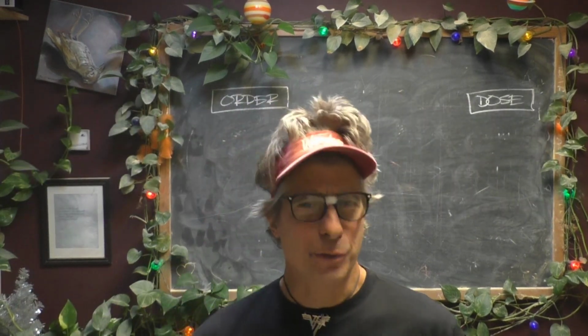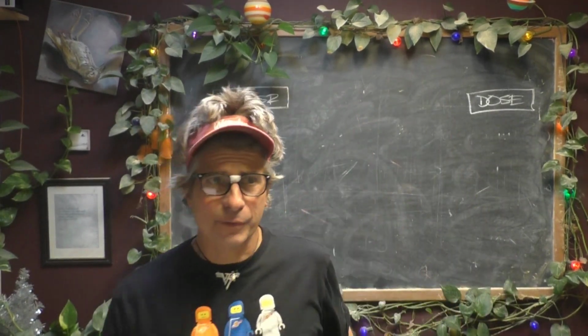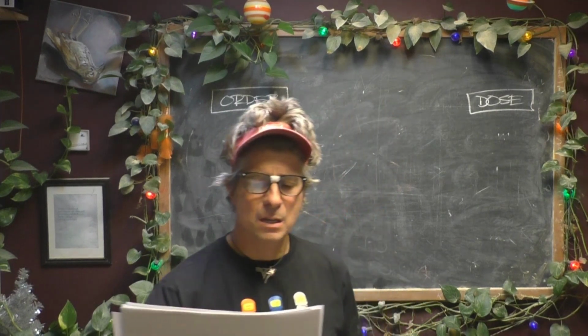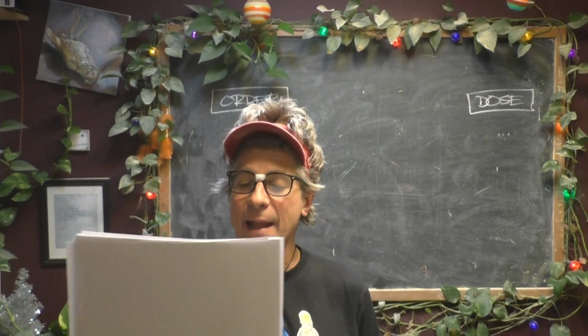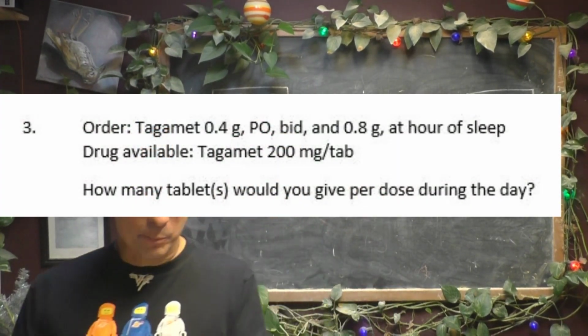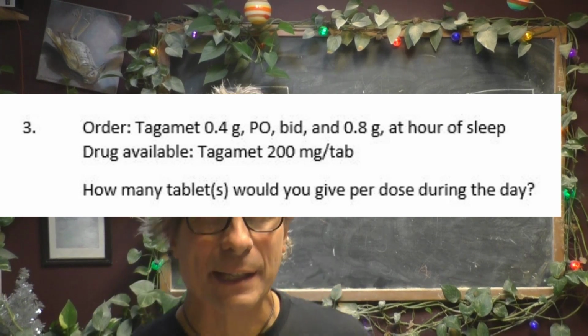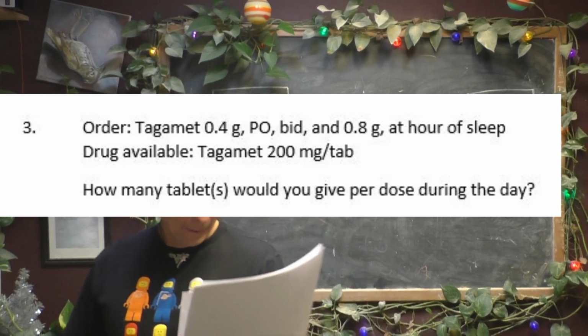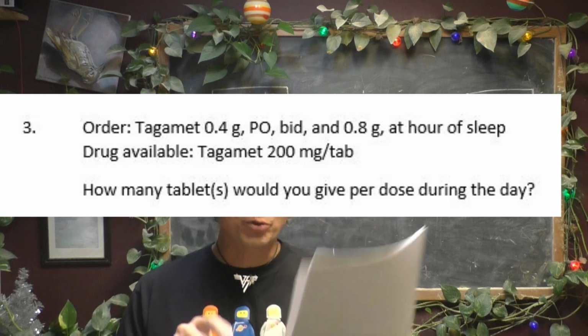Okay, so we've got 2 different dosages here. We've got 0.4, 40% of a gram, bid, and 80% of a gram at sleep. Okay. Then we got a drug available. Okay, Tagamet is in milligrams per tab. Ooh, tablet. That's going to be our new unit. How many tablets would you give per dose during the day?